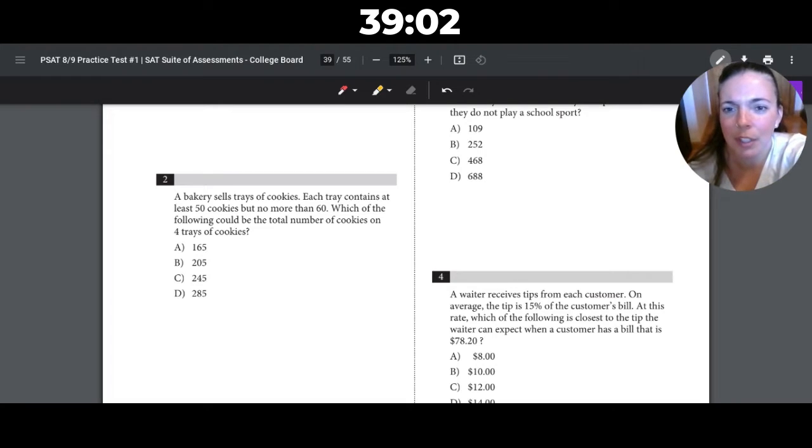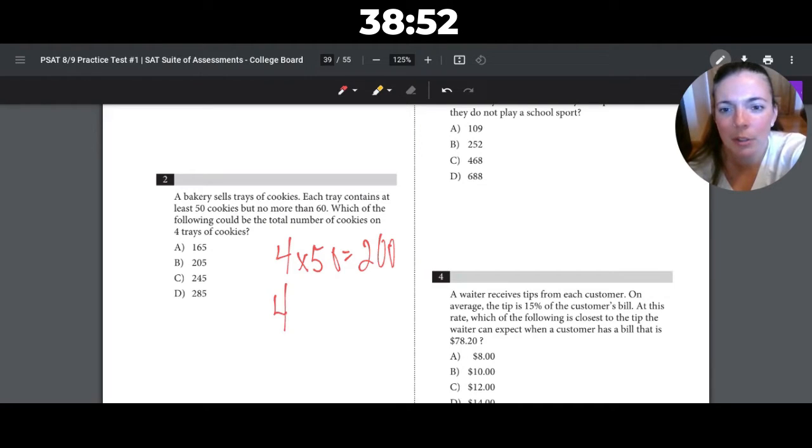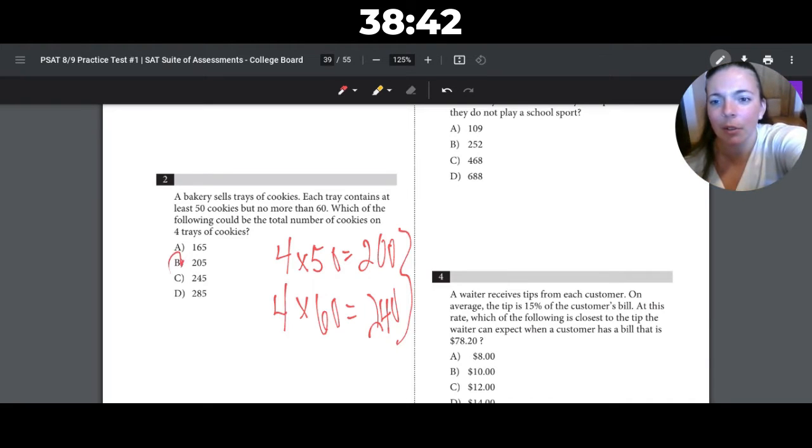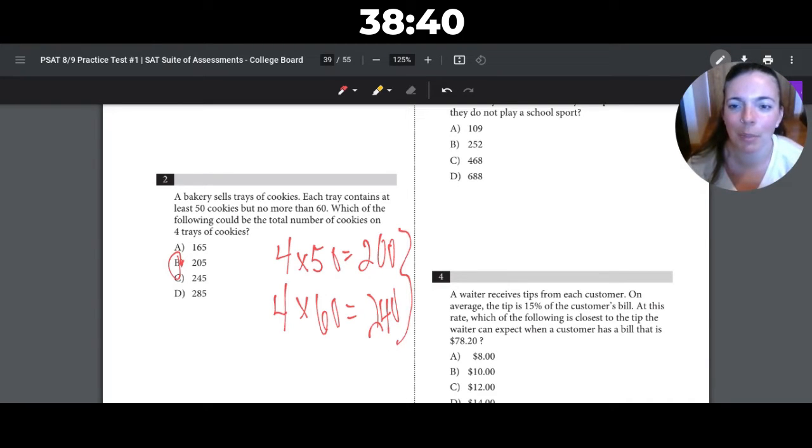So there's at least 50. So if we did 4 trays times 50, that would be 200. That's the least amount that there could be. Okay, there's at least that many, but there's no more than 60. So say there was 60 on each tray. 4 times 60 would be 240. It needs to be somewhere in between 200 and 240. It looks like the only one that fits that would be B, 205.